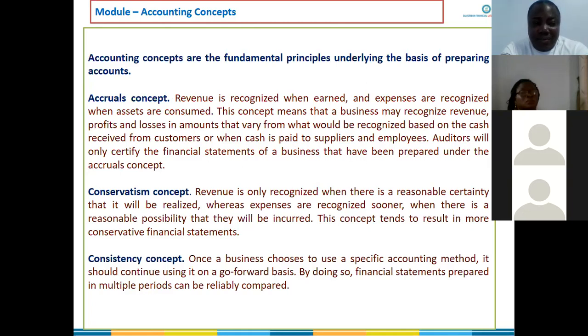So the first one is the accruals concept. Yeah, the first one here. The accruals concept is that revenue is recognized when earned, and expenses are recognized when assets are consumed. This concept means that a business may recognize revenue, profit, and losses in amounts that vary from what will be recognized based on the cash received from customers or when cash is paid to suppliers and employees. Auditors will only certify the financial statements of a business that have been prepared under the accruals concept.